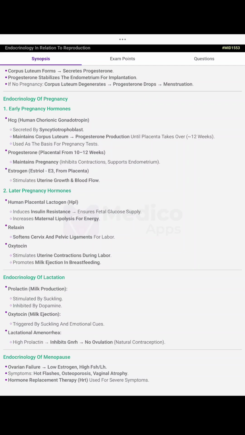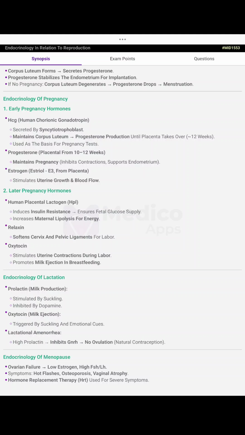Endocrinology of pregnancy. Early pregnancy hormone: hCG, human chorionic gonadotropin, secreted by the syncytiotrophoblast, maintains corpus luteum progesterone production until the placenta takes over. It is used as the basis for the pregnancy test. Progesterone, from the placenta at 10 to 12 weeks, maintains pregnancy, inhibits contraction, and supports the endometrium. Estrogen, estriol, E3, from the placenta, stimulates uterine growth and blood flow.